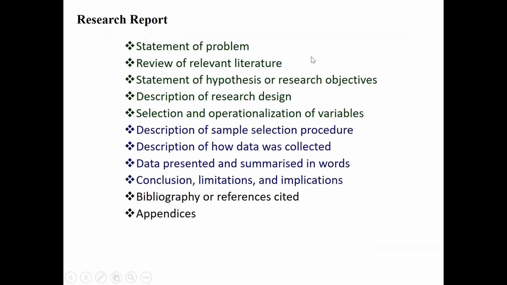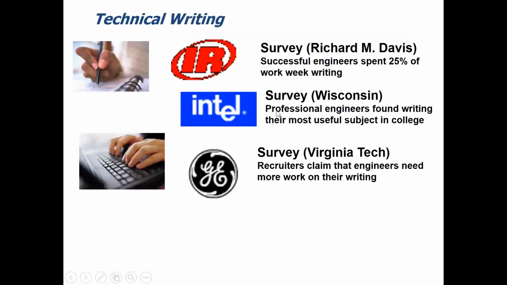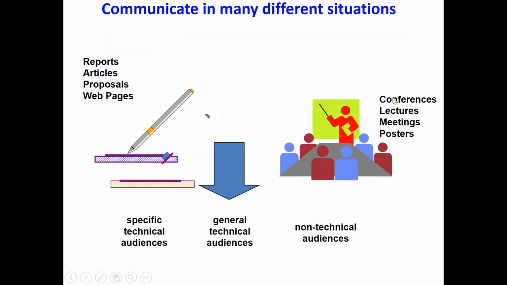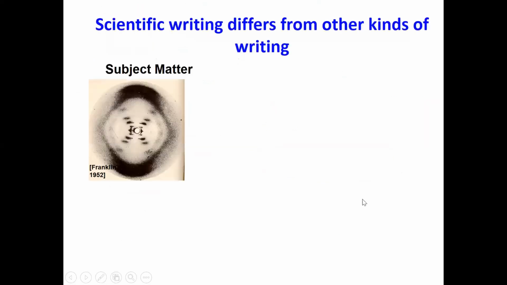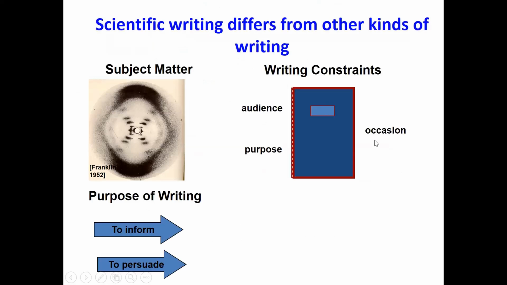This is how to do a survey, and also if you are going to see reports, articles, proposals, web pages, conferences, meetings, lectures, that is totally different domain. Research is a totally different world. You have to enjoy with innovation and also technical support and also the systematic manner. Some writing constraints, per audience, purpose. Okay, you have to see all these things. Purpose of writing.